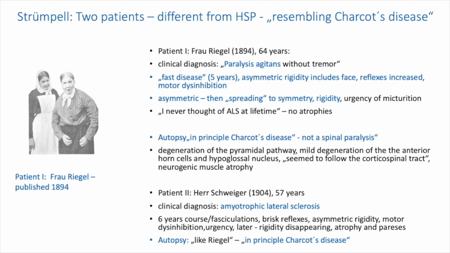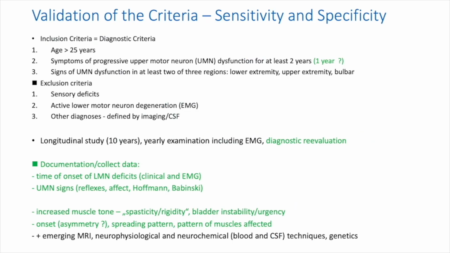So what does this tell us about the validation of our criteria to test for sensitivity and specificity? Of course, if you want to test criteria, you need the diagnostic criteria. I wrote them down here, but I have doubts for the validation process of criterion number 2: symptoms of progressive upper motor neuron dysfunction for at least 2 years.